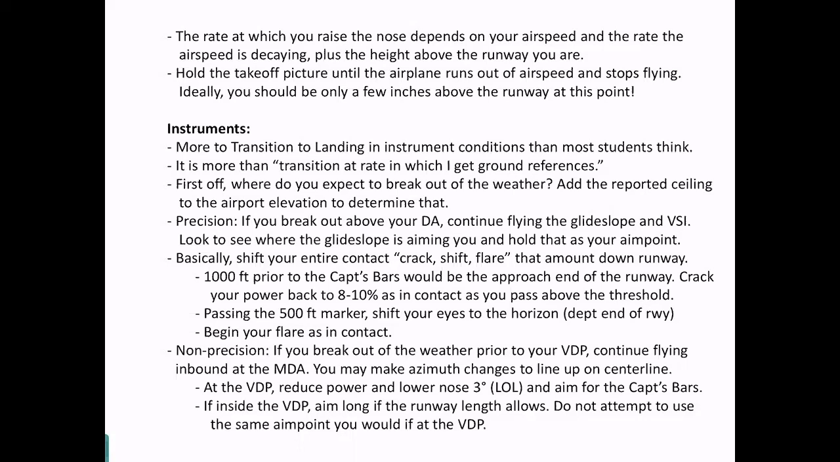Now, on a non-precision, things can be a little bit different when we talk about visual descent points or VDPs. If a VDP is specified on your instrument approach plate down in that profile view, then it uses the same threshold crossing height that is published there. So you can do the math and you can figure out where that VDP is aiming you. So if I break out of the weather before my VDP, I just keep driving in at my MDA.